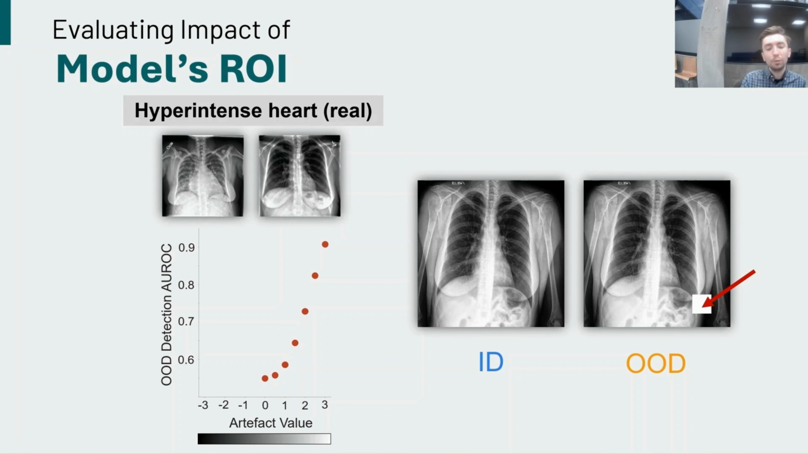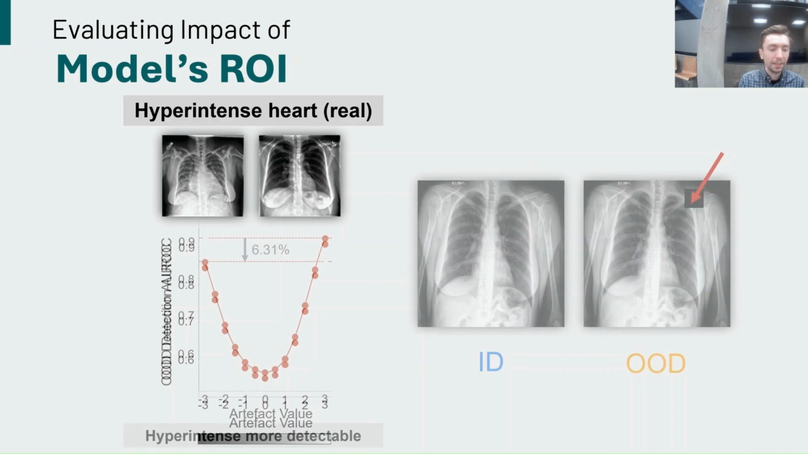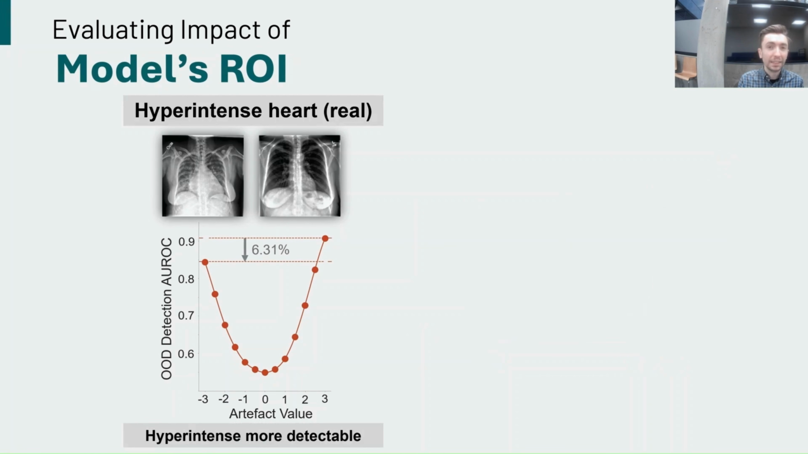And similarly, we made the square less intense, and we measured the AUC for different intensities. Looking at the results on the bottom left here, you see that there's an asymmetry in the OOD detection AUC. And in fact, there's a drop of 6% between when the artifact value is plus or minus 3. A reminder, these images are normalized. So what we found is for the hyperintense model ROI, hyperintense artifacts are more detectable.